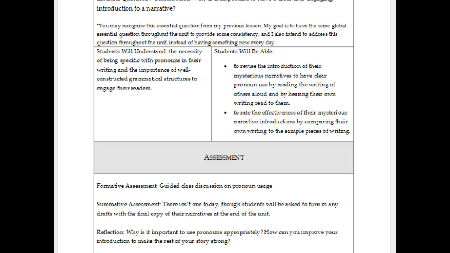And then in your "students will be able to," I actually only see one of those outcomes reflected here, because you have rating the effectiveness of it and revising the introduction. Oh, look, it's right there, to have clear pronoun use by reading it. You've got them both. You're well aligned.